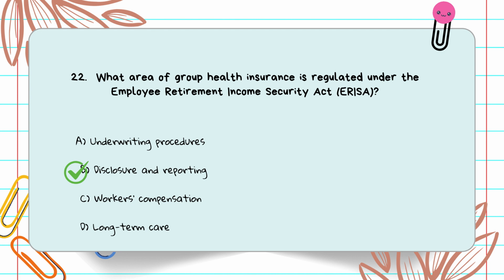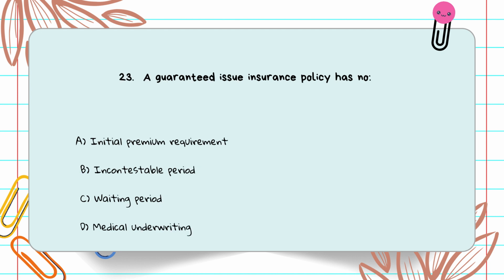Question number 23. A guaranteed issue insurance policy has no: A. Initial premium requirement. B. Incontestable period. C. Waiting period. D. Medical underwriting. Guaranteed issue means everyone gets accepted. No health questions, no medical exam, no underwriting. The answer is D. Medical underwriting.